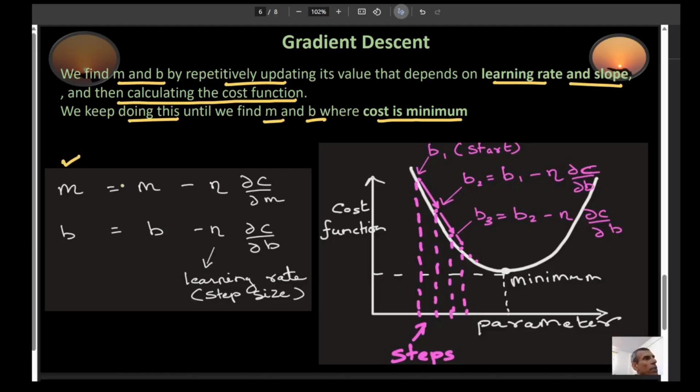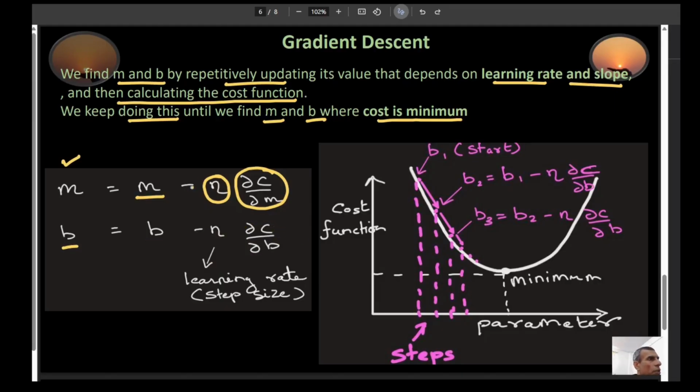Your m is going to be equal to m, which is your previous value, minus this called a learning rate, times the slope. This is the slope I just showed you. Same thing with your b. Your b now becomes equal to b, that will be your previous value of b, minus eta. This is eta, by the way. This is a learning rate, times del c over del b. This would be your slope of c with respect to b.